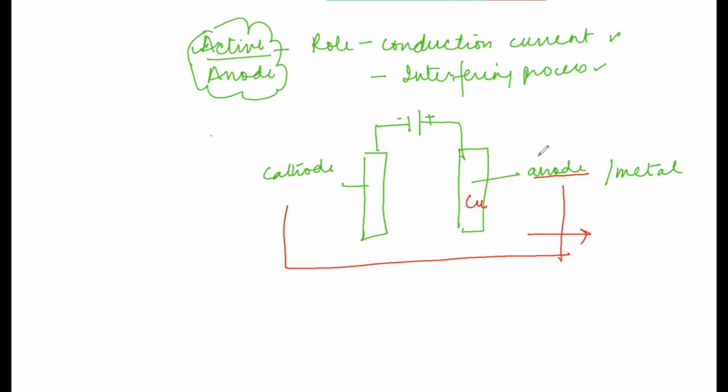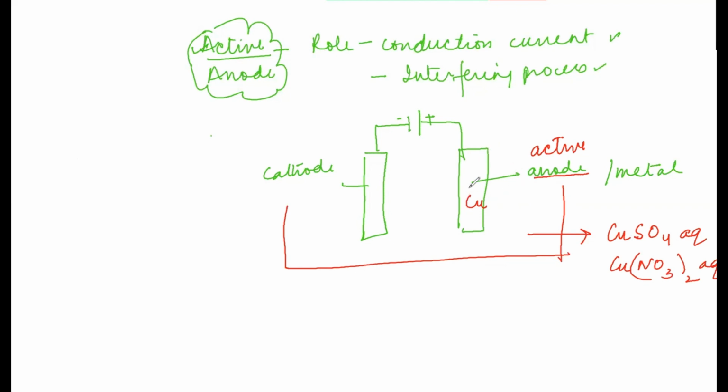In order to act as an active anode, it needs to be dipped in its own salt solution. That salt solution can be aqueous copper sulfate, or aqueous copper nitrate, or any other copper salt. So if the metal anode is dipped in its own salt solution, then you call it an active anode. We have other examples also.